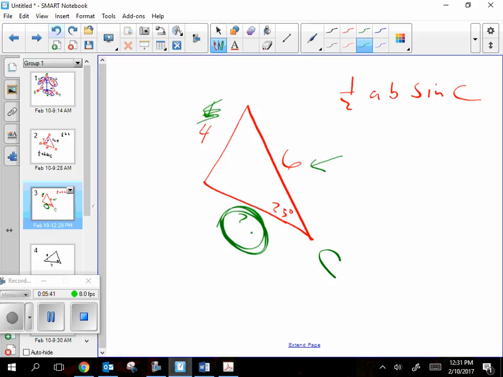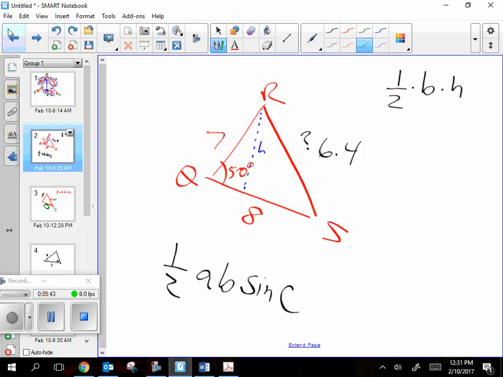All right, so I just want to point out that you have to have a side angle side. Did I give you a side angle side in this scenario? Yes, I did. And therefore, you can use that new formula I just taught you, kind of pre-teaching what I'm going to be teaching you on Monday. Okay, so just take a moment, figure out what that answer is. 1/2 AB sine C.